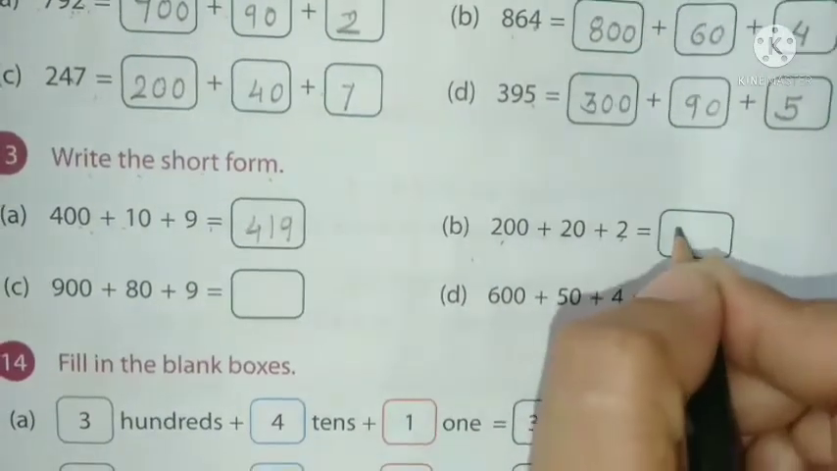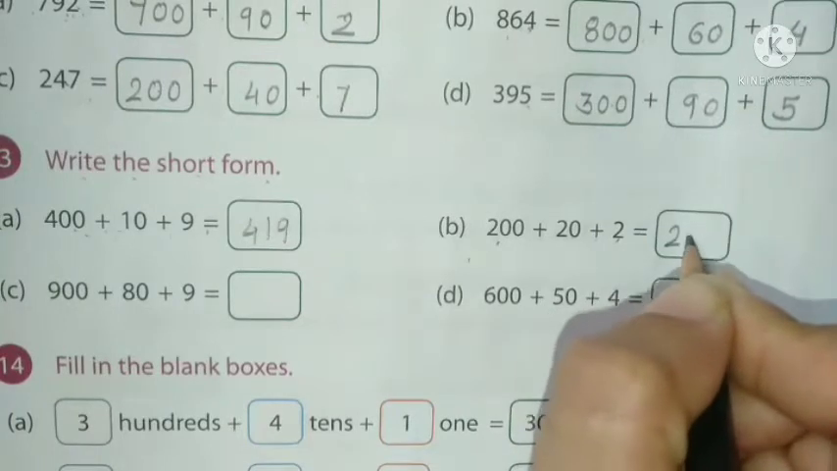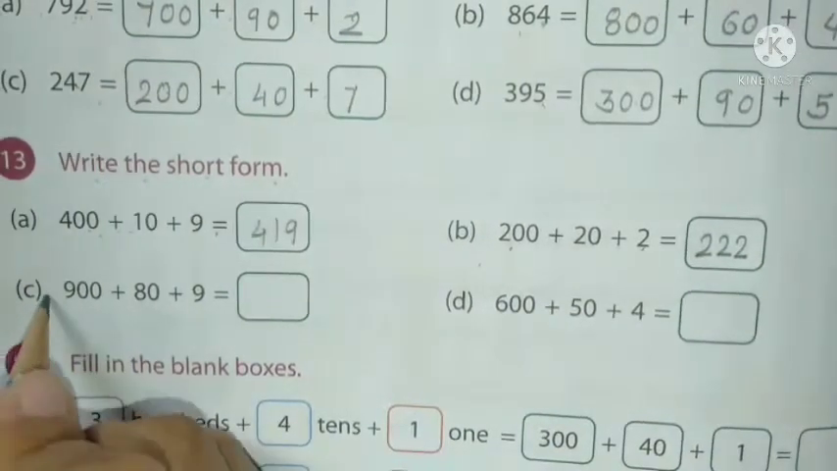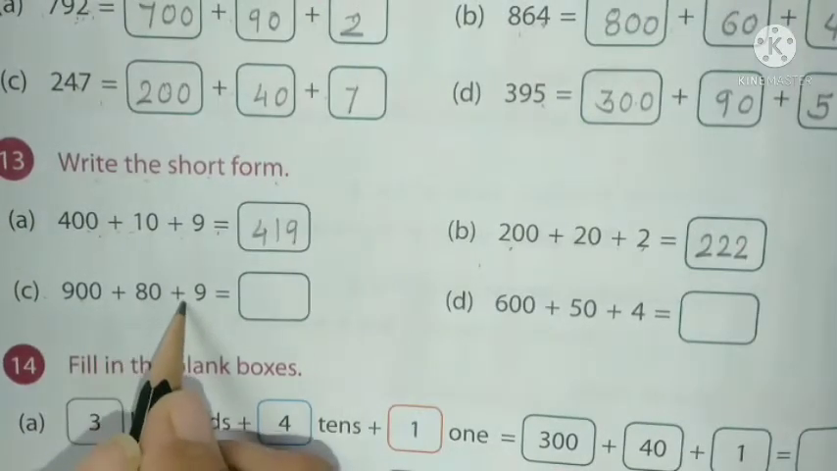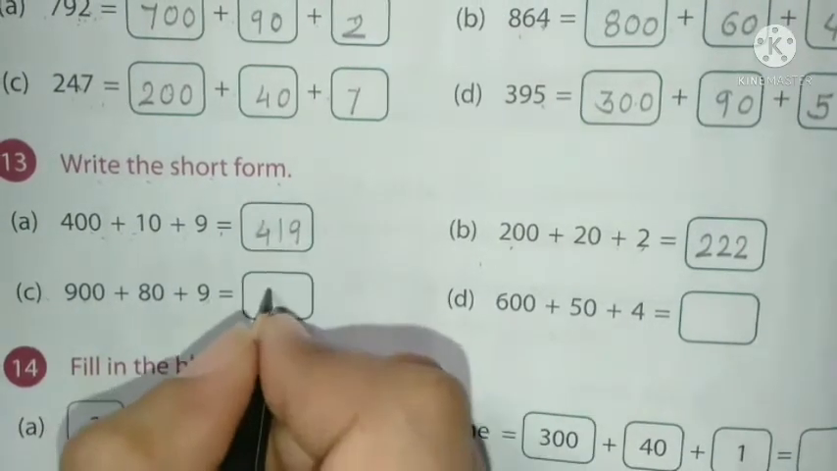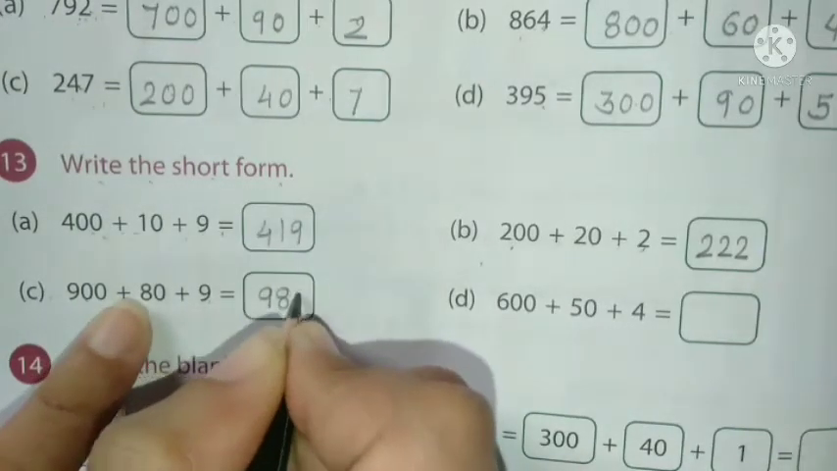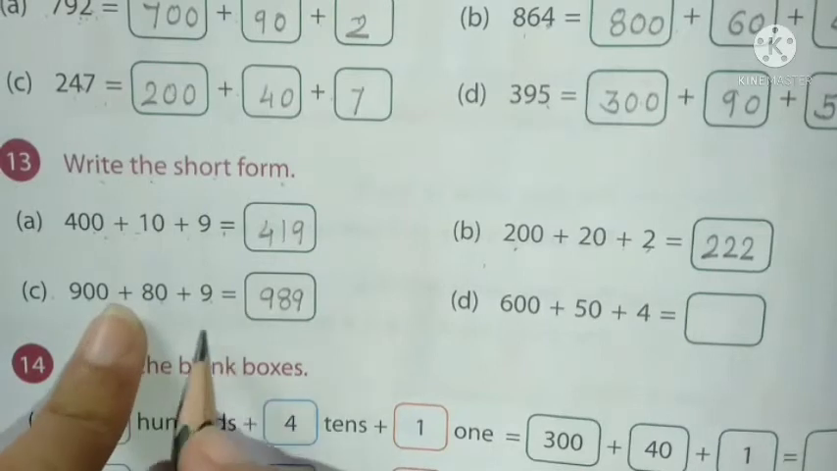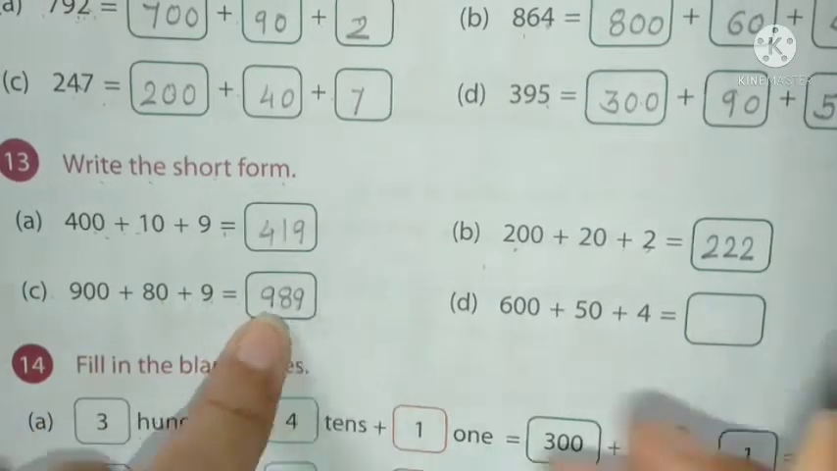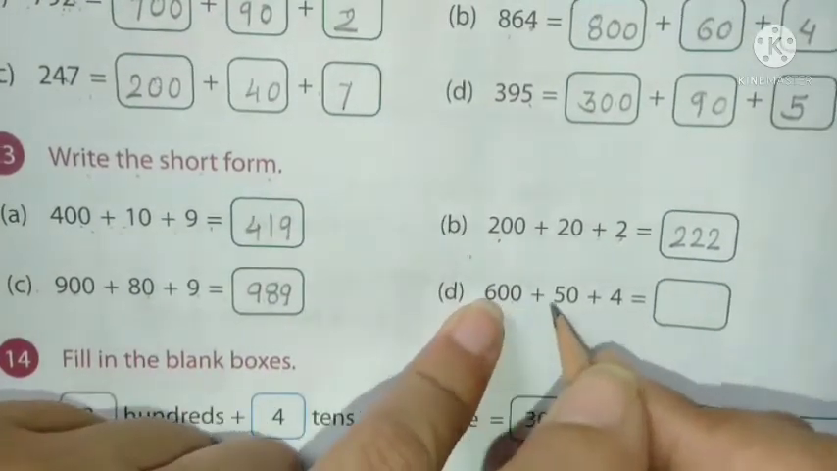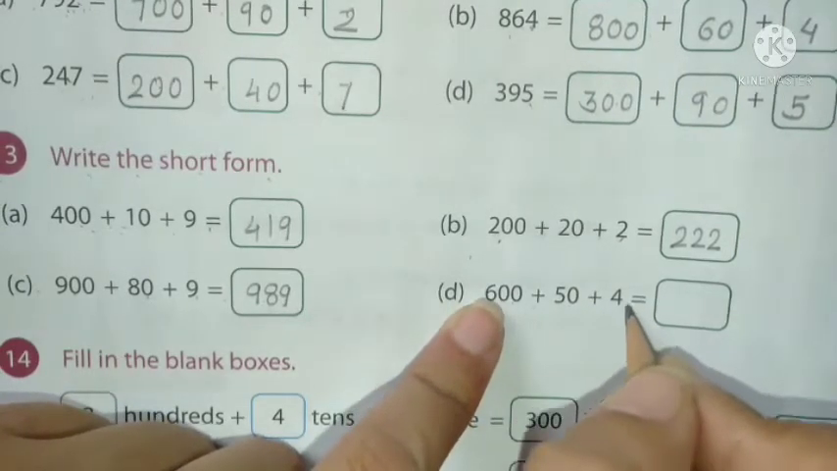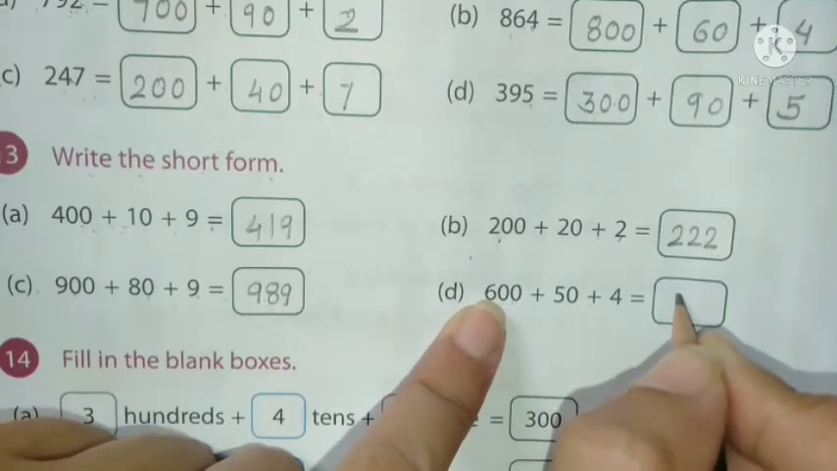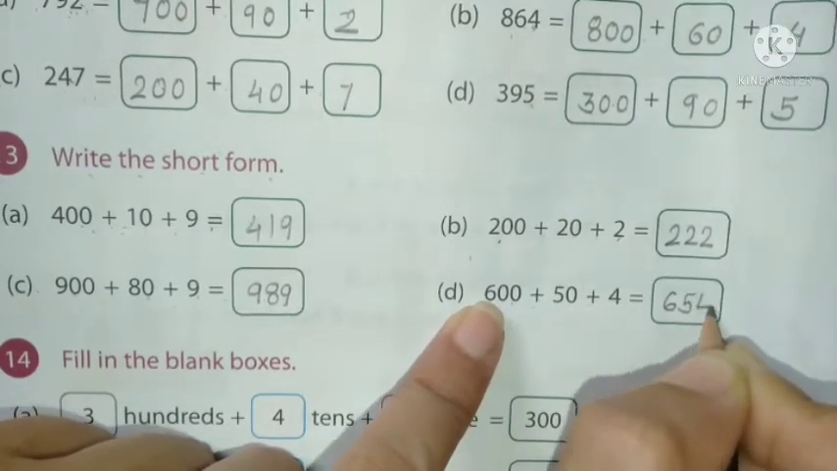B. 200 plus 20 plus 2. तो स्टूडेंट्स यहाँ पे कौन सा नंबर बनेगा? 222. C. 900 plus 80 plus 9. So write down here 989. What is the short form of these numbers? 989. Last, 600 plus 50 plus 4. So what is the short form of these numbers? 654.